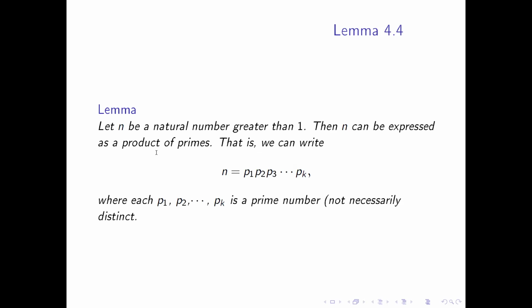Let n be a natural number greater than 1. Then n can be expressed as a product of primes. That is, it can be written where n equals p1 times p2 times p3 through pk, where each p1 through pk is a prime number, not necessarily distinct. In other words, p1 and p2 could be the same prime number and so forth. And this gets us into the idea of what's known as prime factorization that we will get to later on. But this lemma is a really big thing that lets us leverage and do a lot of different things. I'll talk about this a little bit later on, but this lemma opens up a lot of doors.